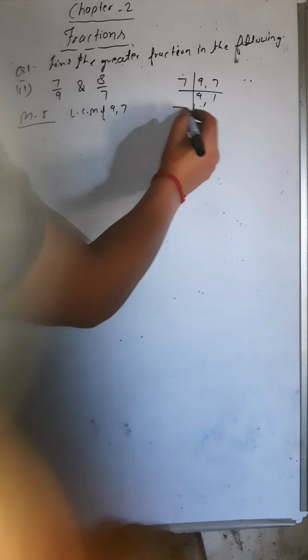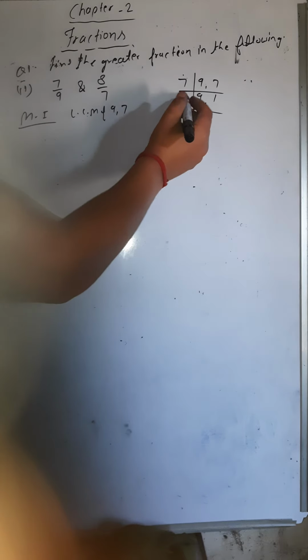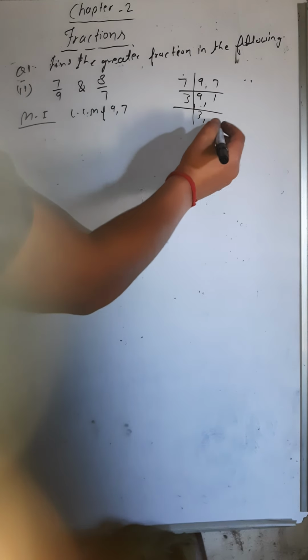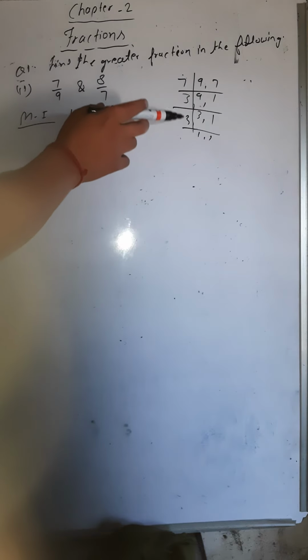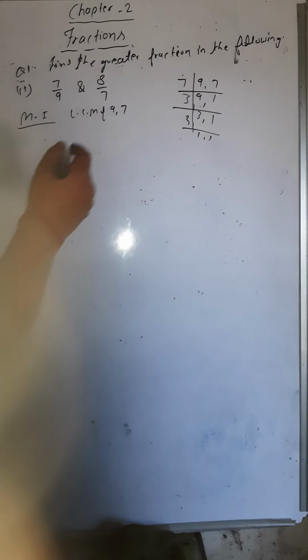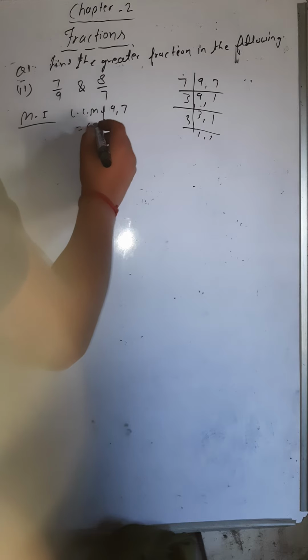7 on just 7. 9 will be divisible by 3. 3 is a prime number. 3 3s are 9. 1. Then again by 3, 1 1. So how much is the answer? 3 9s are 27 and 9 7s are 63. So the LCM of 9 and 7 is how much? 63.